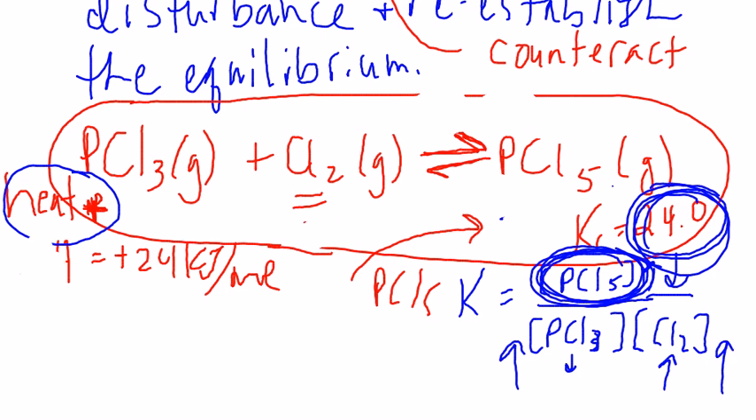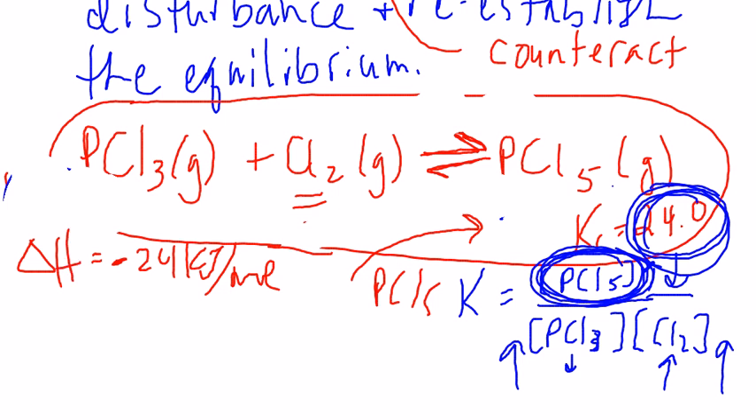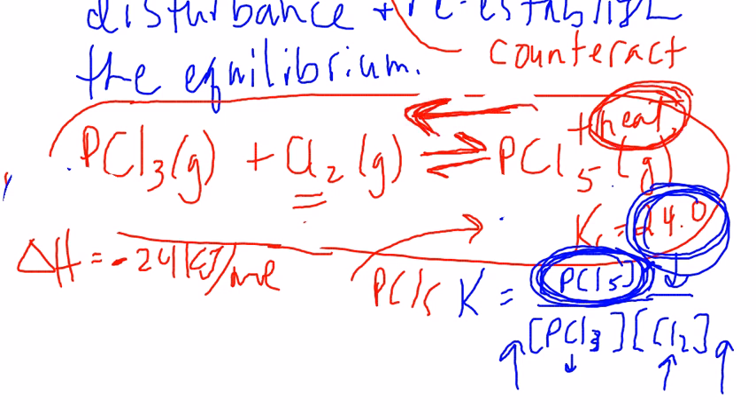Conversely, if this were an exothermic reaction, and let's say delta H were not positive, but instead negative, then heat would be a product of this reaction. And if we heated this reaction, we would drive the equilibrium and push it to the left. The system responds to counteract the stress you give it. So if you add heat to an exothermic reaction, the system shifts to the left.